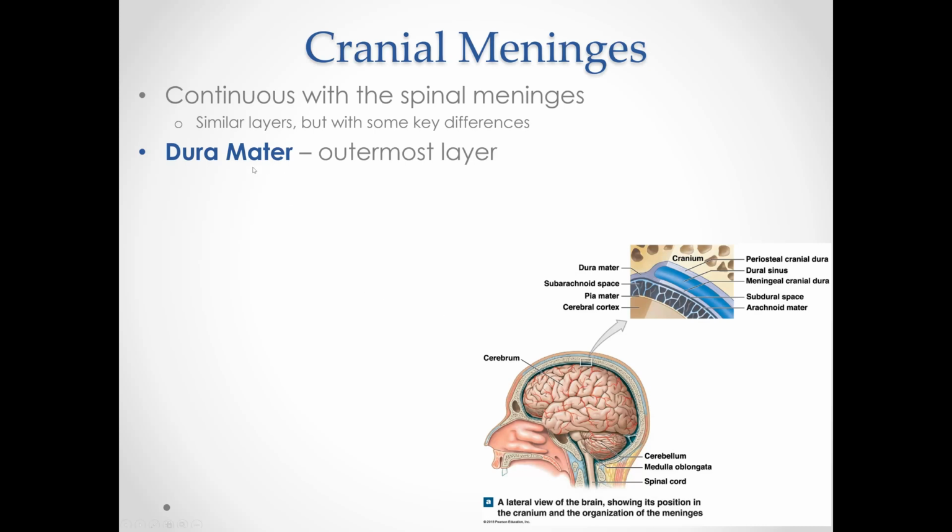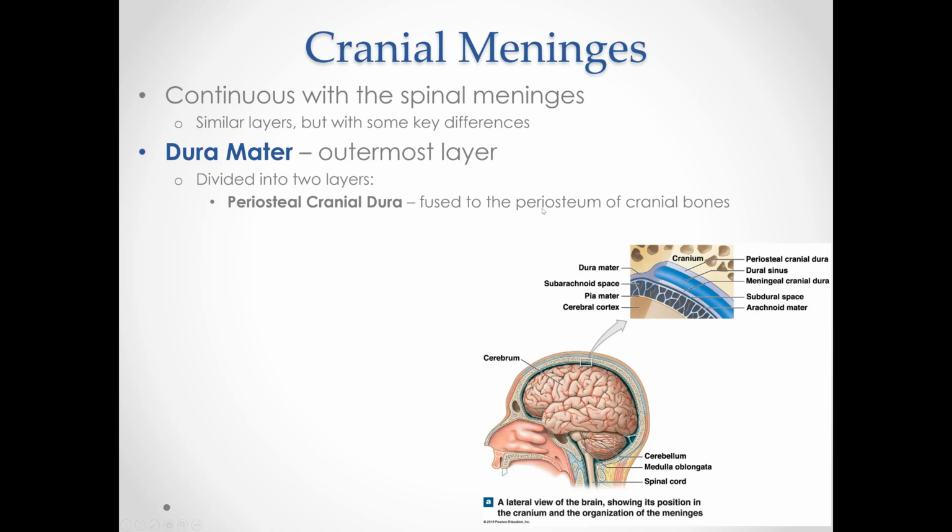So mater is mother in Latin, and dura means tough. That's where we get our words like durable from. So dura mater means tough mother. And the dura mater is divided into 2 layers, and it is the toughest of the 3 layers of meninges. So the outermost layer is called the periosteal cranial dura, and this one is actually fused to the periosteum of the cranial bones that we talked about in chapter 7. So remember, the periosteum is that outermost layer of a bone.